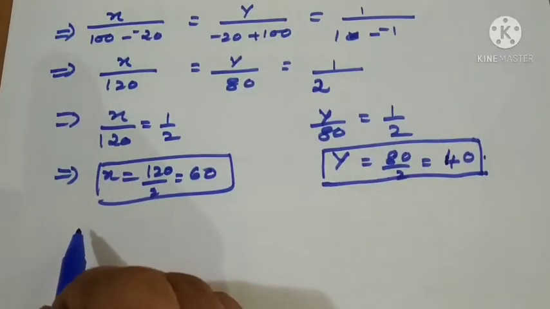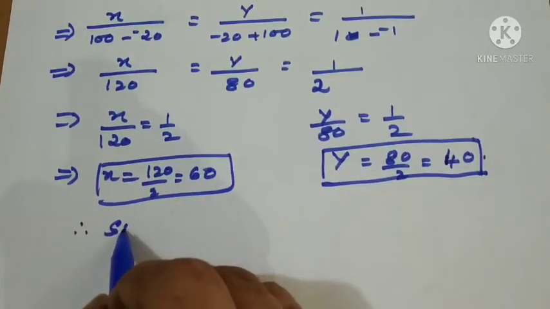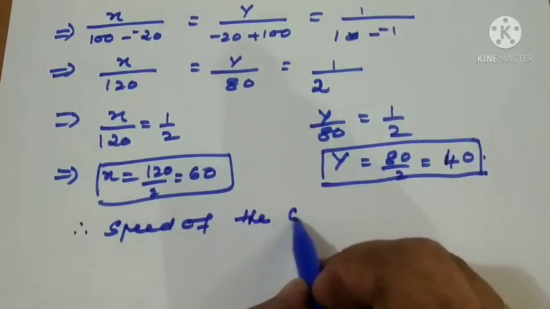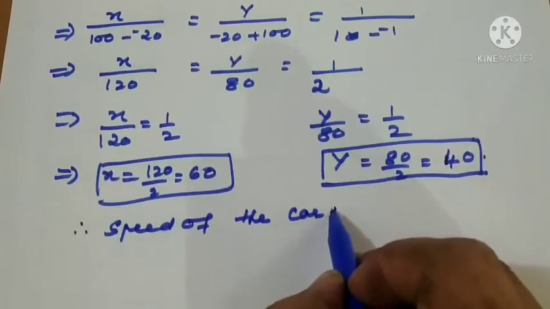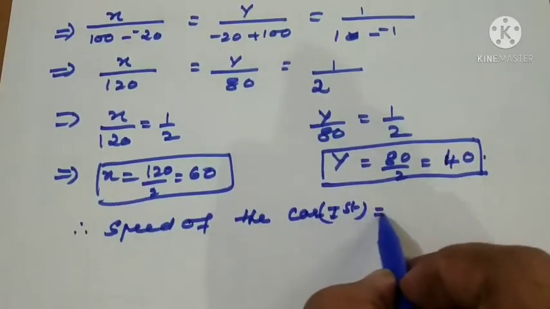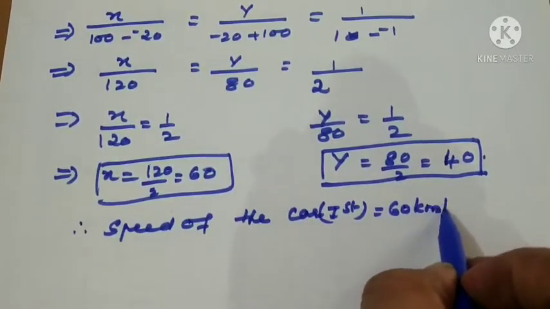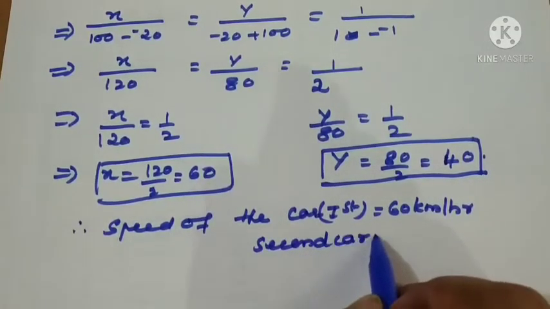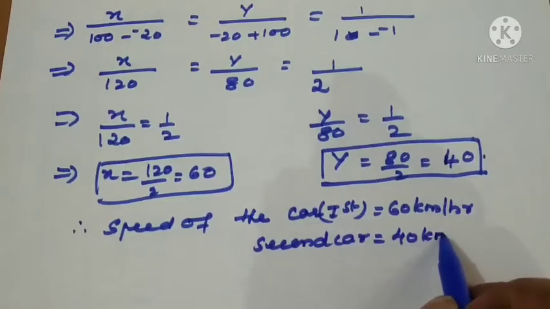So we'll conclude here. Therefore, speed of the first car equal to 60 km per hour. Second car, 40 km per hour.